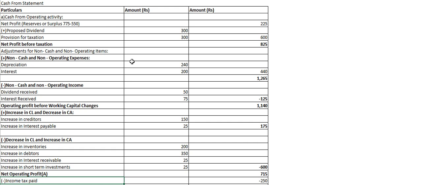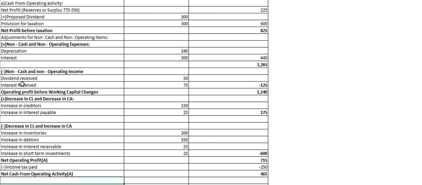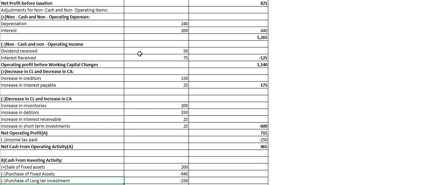Adjustment for non-cash and non-operating items. So you have your depreciation and interest from your profit and loss account, which is 240 and 200. So you get 440. Your total is 1,265. Your non-cash and non-operating income is dividend received and your interest received. So 50 and 75, which you get minus 125. So if you minus it, you get 1,140.